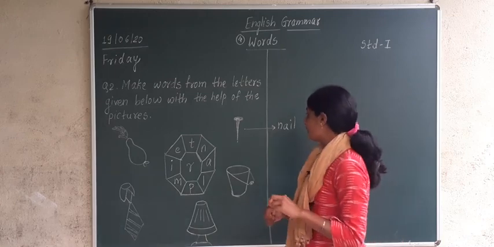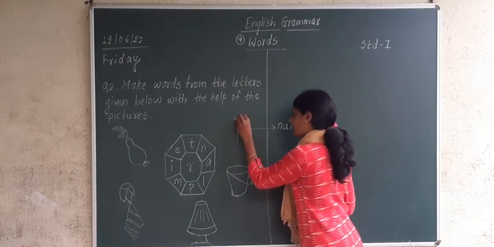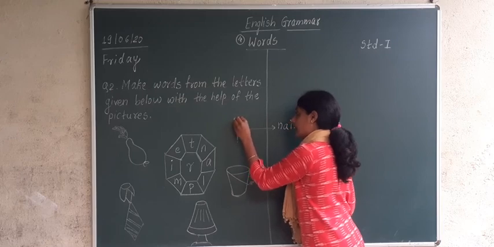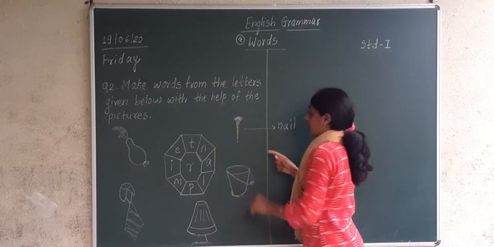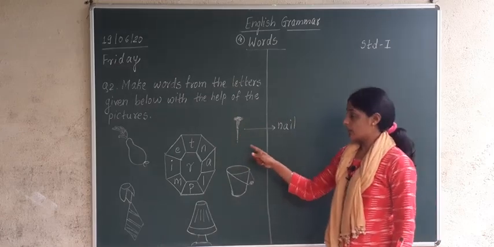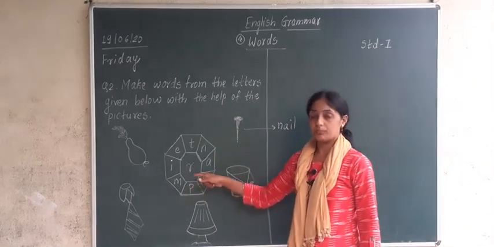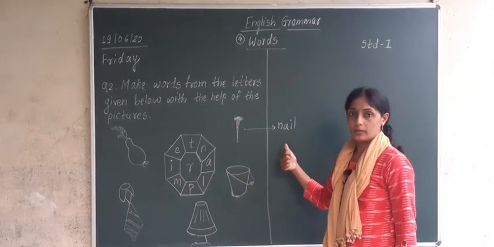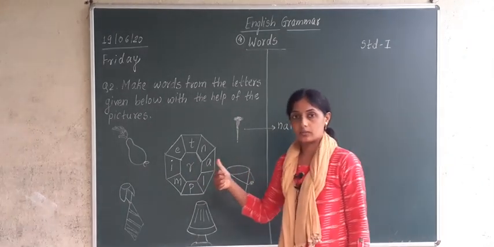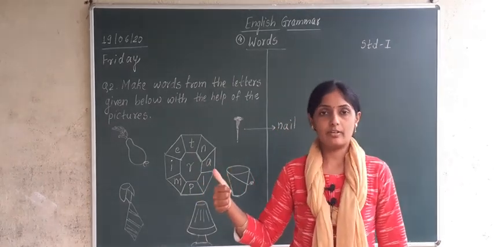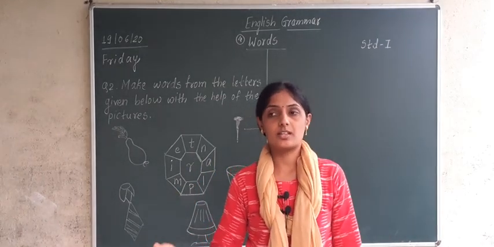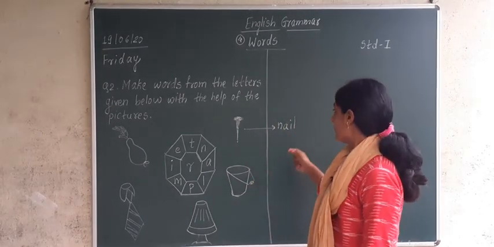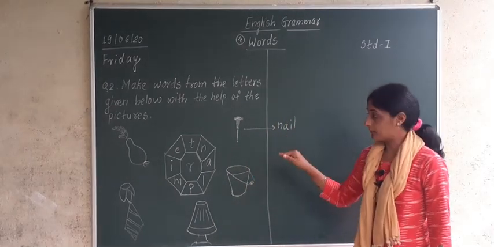nail. What do you call a nail in Marathi? We call a nail khila in Marathi, right? And we have made what? With the help of the picture and with the help of the letters in the picture, we have made what? We have made a word. And this word has some meaning. Correct? You know it very well. Nails are used in construction. Nails are used for many things. Correct? So the word has some meaning.